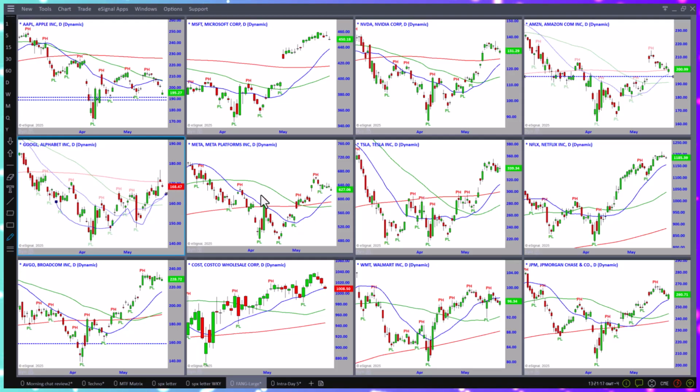Meta underperformed, but another bottoming pattern. You see, things came down a whole heck of a lot. They bottomed, remember, on Liberation Day, and things cratered, and then Trump came out with, maybe not such a Liberation Day.